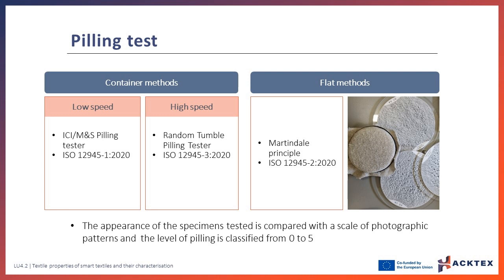Pilling can also be measured with specimens placed in a flat position, in contact with another fabric or surface located in a parallel plane. This uses the Martindale principle, as in the abrasion test, but evaluating the formation of the little balls in this case. If you want to learn more about how to test strength-related properties, you can find extra information in the readings of this lesson.